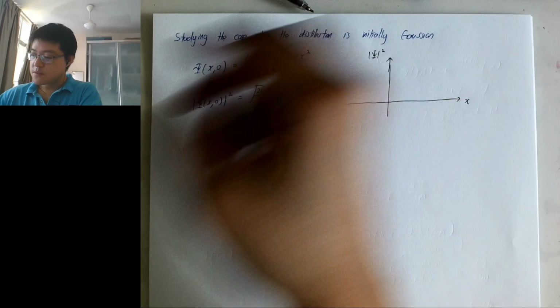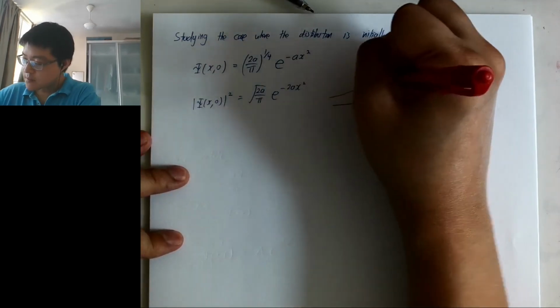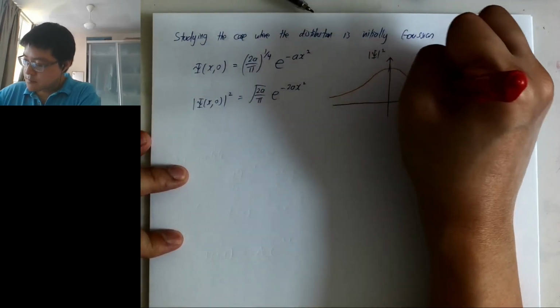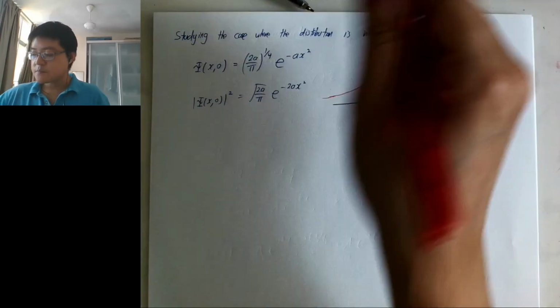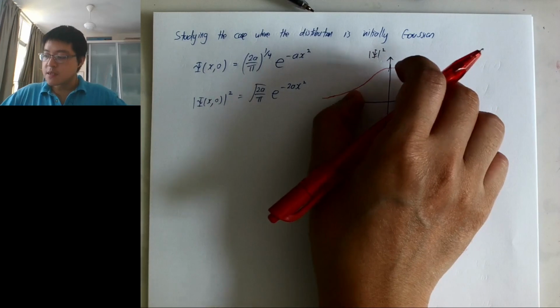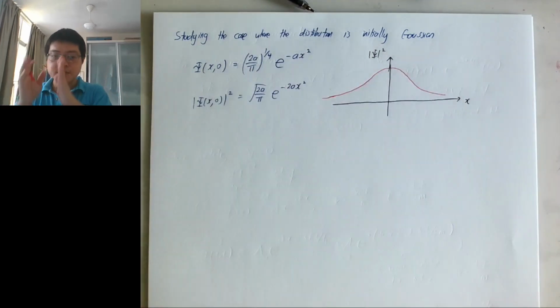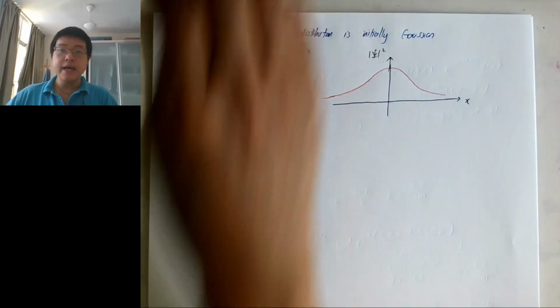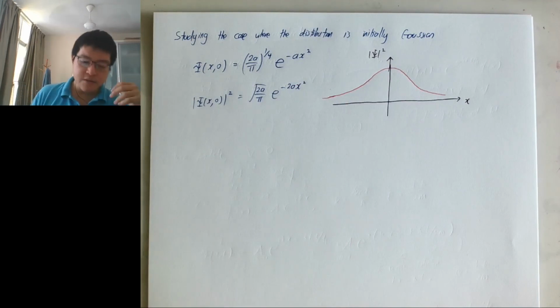Right, so it's something like this, the bell curve. So the larger the a, the wider this function is. The smaller the a, the sharper it is. Okay, that's why the a is the standard deviation and also the uncertainty.